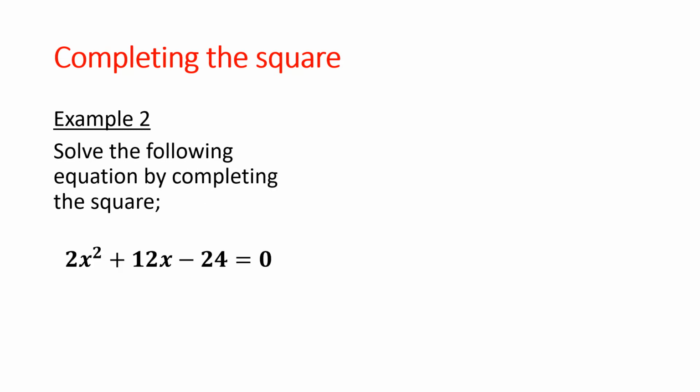All right, move on to example 2. Let's solve an equation by completing the square. There are other ways to solve this quadratic, but we're going to solve it with this technique. So 2x squared plus 12x minus 24 equal to 0.